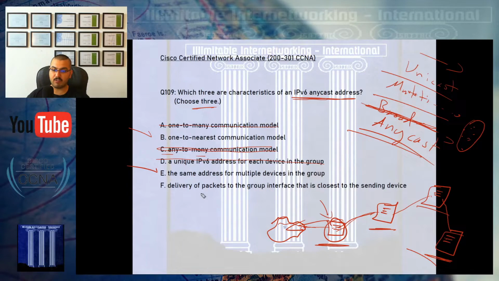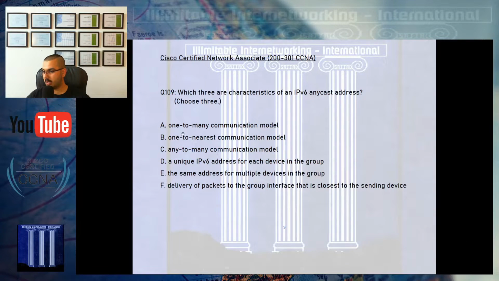And F, delivery of packets to the group interface that is closest to the sending device. Okay, this is the idea of one to the nearest. So this is how an IPv6 Anycast address or message works. Okay, so that would be B, E and F.